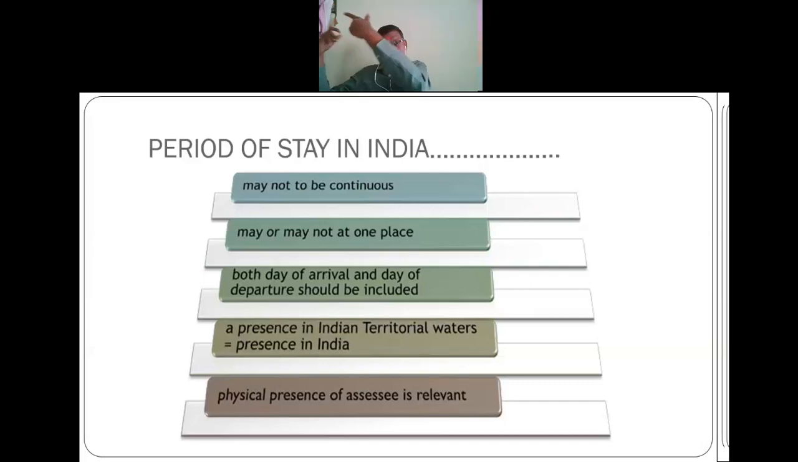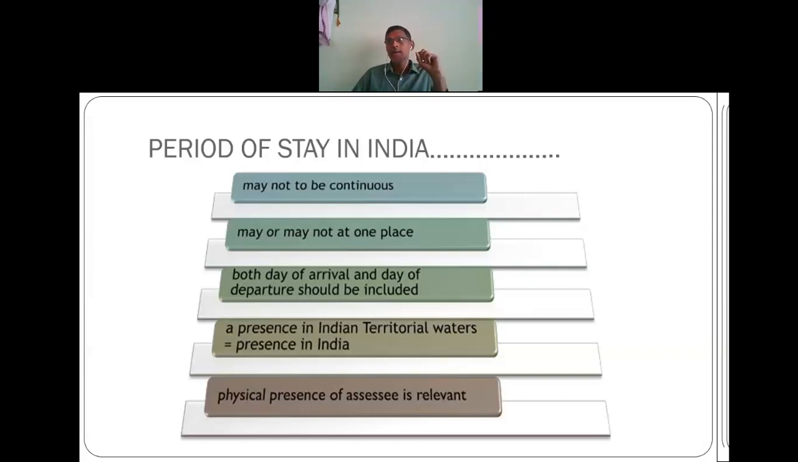When you calculate for the determination of residential status next year, you must take this point also into account. Based on that only, you have to determine your residential status. Please understand all of you, right? The physical presence of the assessee is very important. So all these conditions must be satisfied when you want to determine your residential status.